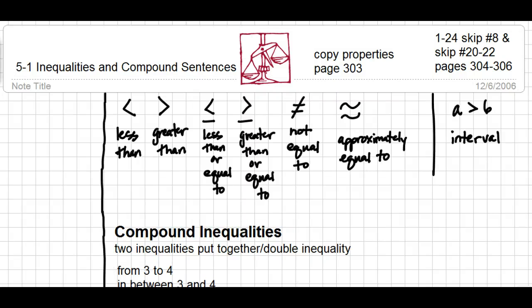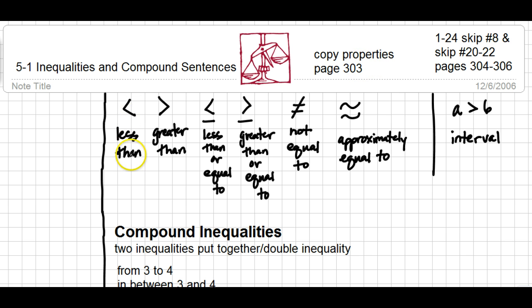This lesson is for Advanced Algebra, Lesson 5.1 on inequalities and compound sentences. One thing that's not covered in the lesson that is important for students to take note of is that they should be copying the properties that are listed in their book on page 303.